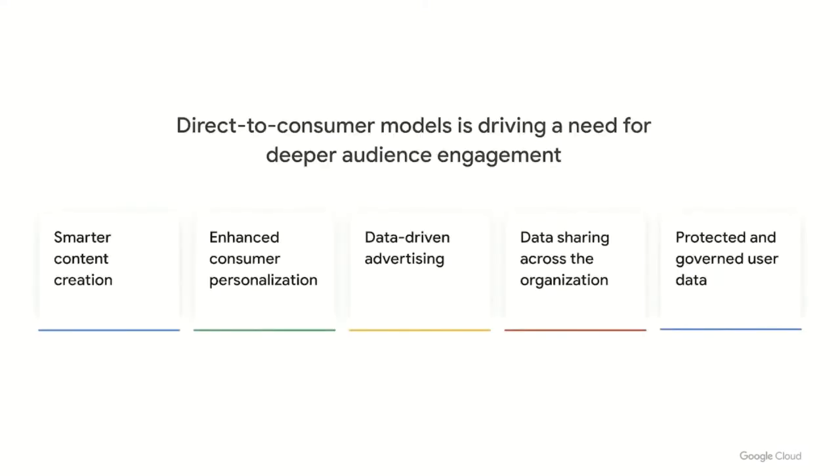So media is moving to a direct-to-consumer model, and it's driving a need for deeper audience engagement. Media companies want to create smarter content. They want to enhance how they personalize that content for delivery to end customers. And of course, they want to have data-driven advertising so that campaigns are more effective. Once they collect the data from all these different aspects of their business, they want to share that data across the organization. And all this data is very valuable, and it has a lot of implications for user privacy. So all this data has to be governed and protected properly and in accordance with all state and local laws.